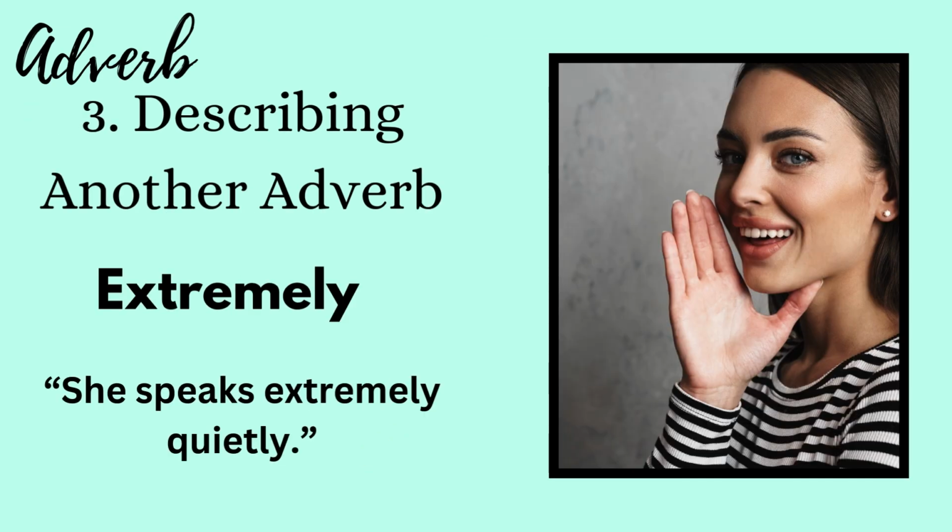In the sentence, "She speaks extremely quietly," the word extremely is an adverb because it describes the adverb quietly. Here we should note that there are two adverbs in this single sentence. The first adverb is the word quietly. It is called an adverb because it describes the verb speaks. The second adverb is the word extremely because it describes another existing adverb, quietly.